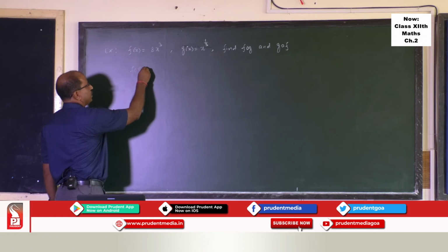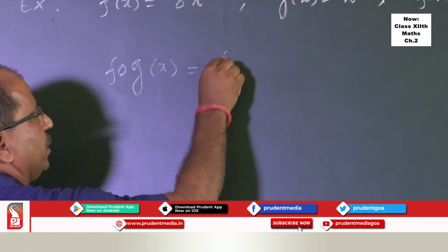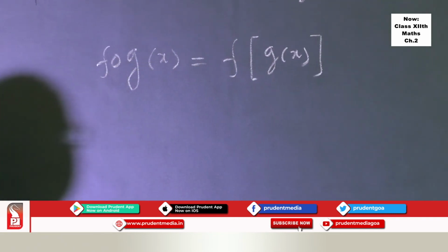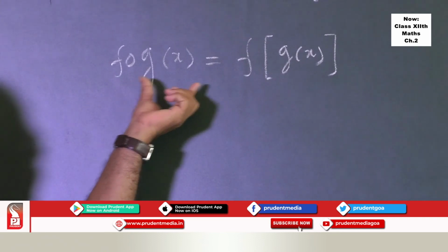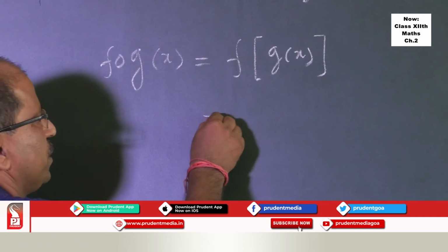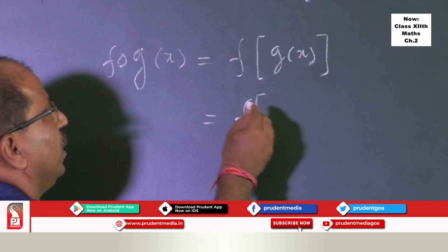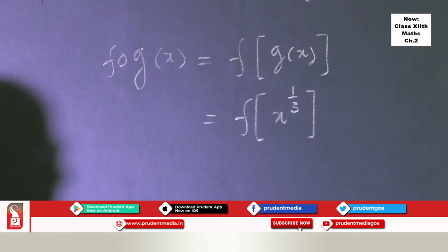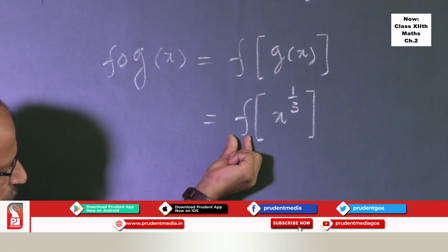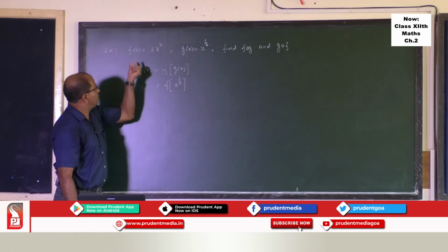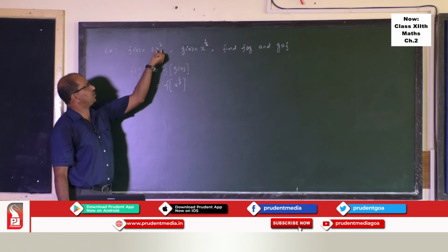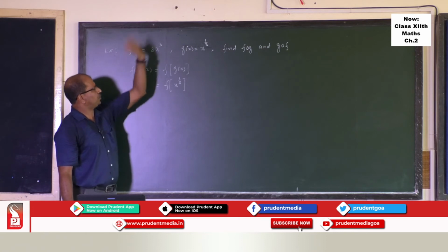So, f composite g of x is equal to f of g of x. By definition, f composite g of x is equal to f of g of x. Now, what is g of x? It is x raised to 1 by 3. Now we have to find the f image of x raised to 1 by 3. Since f of x is 8x cubed, f of y will be 8y cubed, f of z will be 8z cubed, f of star will be 8 star cubed.